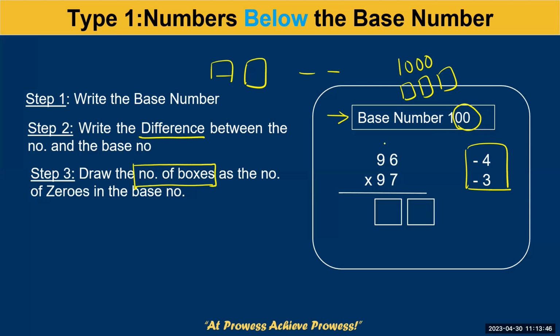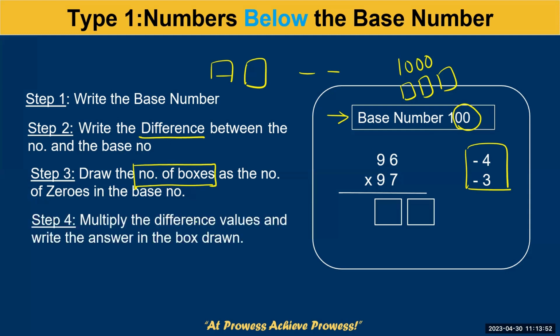Now, the fourth step tells you that you have to multiply the difference values that you got, and you have to write down that answer in the box drawn. So here, the difference that you got, that is this. You got these two differences, right? You have to multiply these two values and write down the product. So what is minus 4 into minus 3? It will be 12.